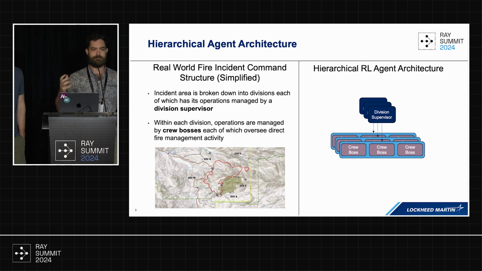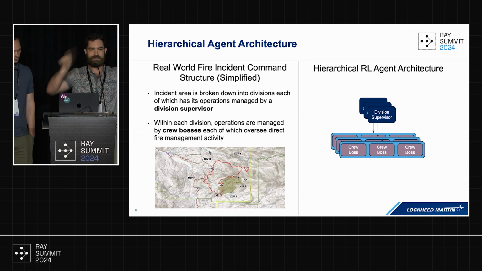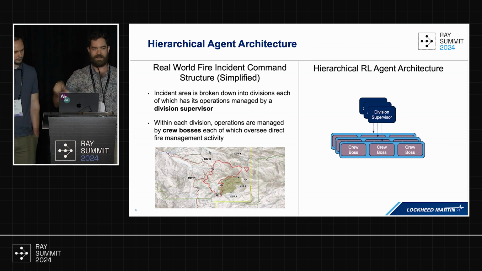So the way that we've tried to model this is based somewhat loosely around the actual command and control structure that the fire services use. The way they break it down is they'll have an incident, which is a fire. They'll have an incident commander who's responsible for the whole fire. And then that incident commander will divide the fire into different divisions, and they'll put a division supervisor in charge of each part of the fire. That division supervisor, underneath them, will have crew bosses.